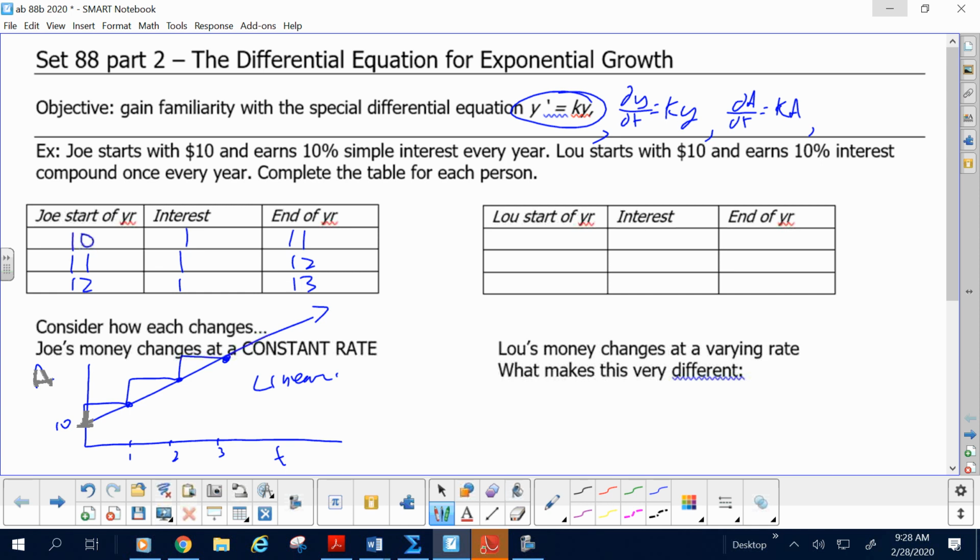All right, now consider compound though. Lou starts the year with $10. How much interest does he earn in the first year? $1. So far it's the same. But the second year, instead of earning interest on the original amount, he earns interest on interest. So how much interest the second year? $1, putting you at what at the end of the year? So you could say he earned 10 cents of interest on interest, yeah?